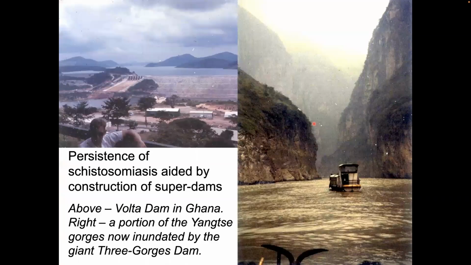One of the things that has aided transmission of schistosomes in some places has been the construction of super dams. Well, in the whole of Africa, there was Kariba in what's now Zimbabwe and Zambia, that area. And this was the Akosombo Dam on the Volta River in Ghana.